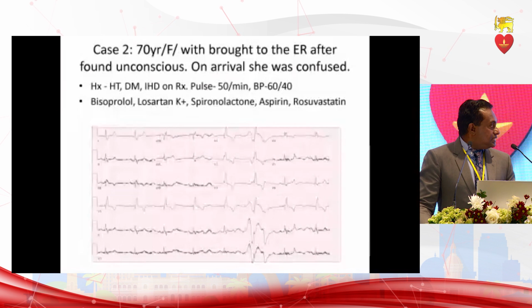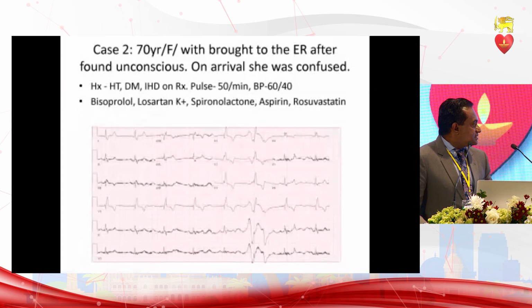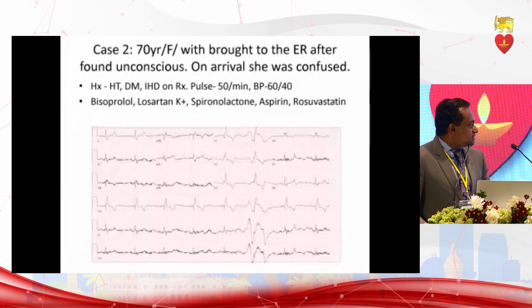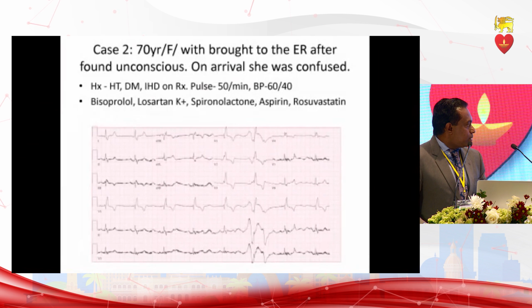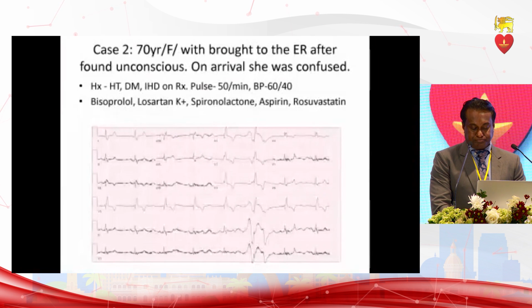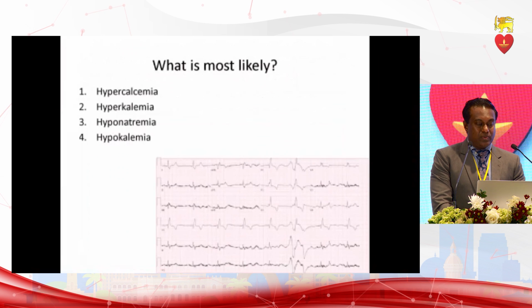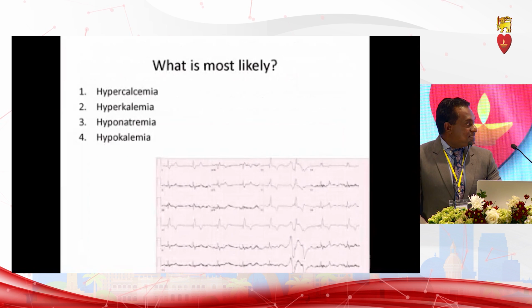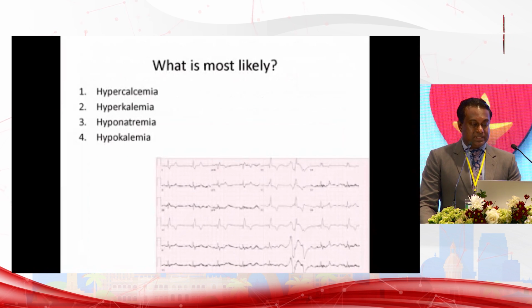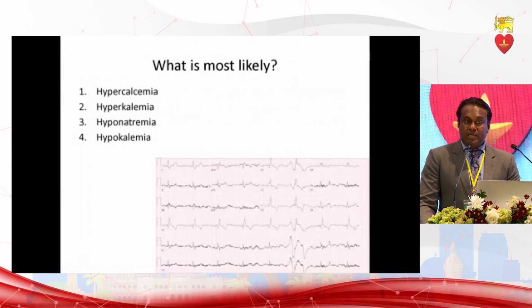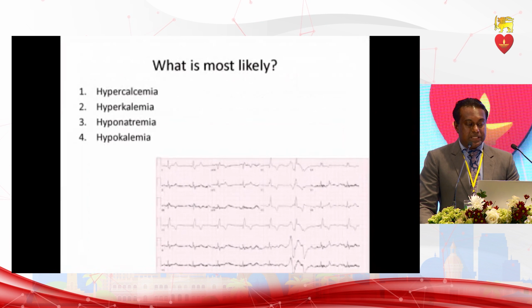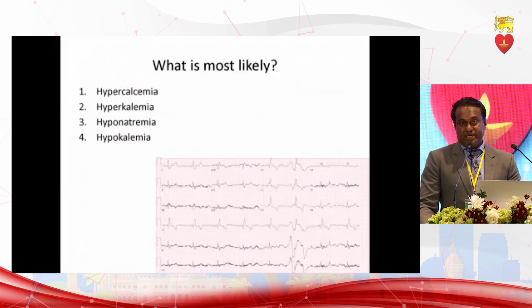It's wide. You can ignore these as these are clearly artifacts, because the other leads at the same time show nice QRS complexes. This is probably as a result of a confused patient moving around. What is most likely? Is it hypercalcemia? Is it hyperkalemia? Hyponatremia? Or is it hypokalemia?